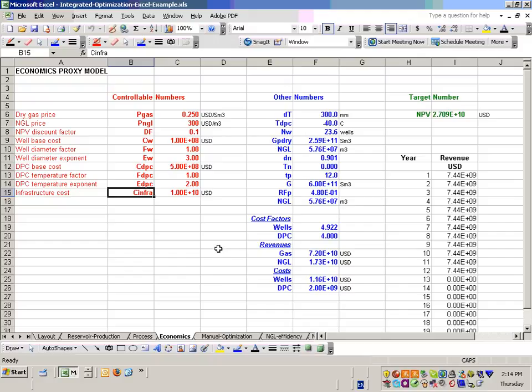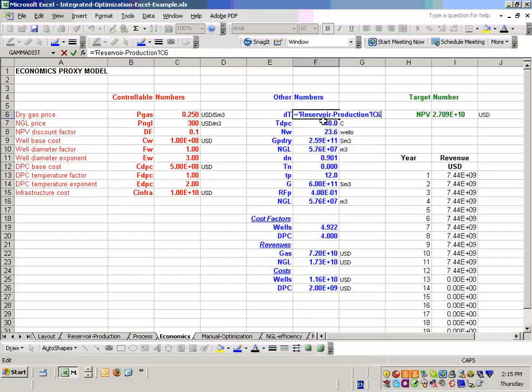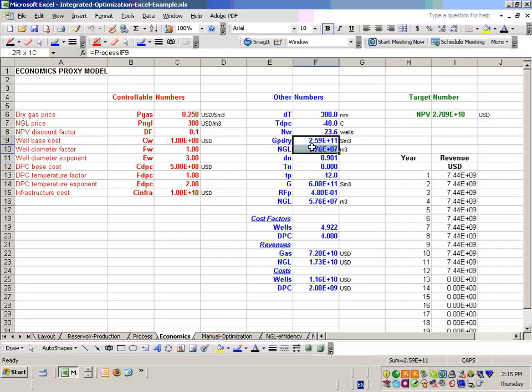So now the integration, the linking of numbers, is done. You can see that here we've got the tubing diameter. I'm bringing these numbers over from the other sheets: number of wells, dry gas sales, NGL. And these are volumes, for example, produced at the end of plateau.